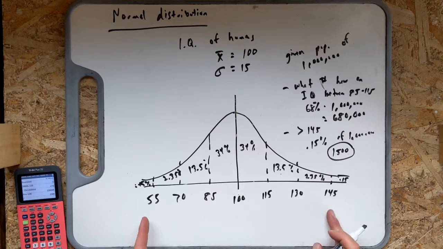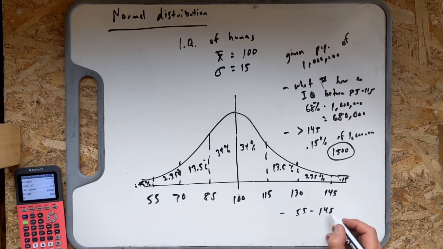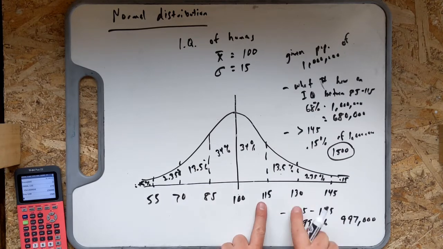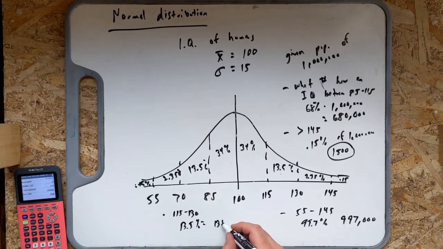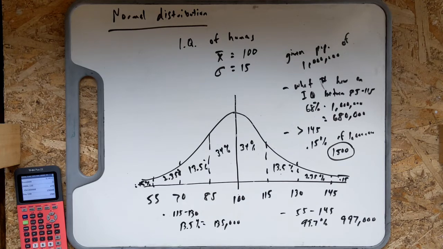I can also find out what percentage is between 55 and 145, and that'll be 99.7. So 55 to 145 would be 99.7% of the population, which would be 997,000. Or I could say what percent of the population has between 115 and 130. And again, that would be 13.5% of a million, which is 135,000, in this range right here. And there'll be 135,000 over here as well. 680,000 here, 340,000 there. So you just use that same percentage.